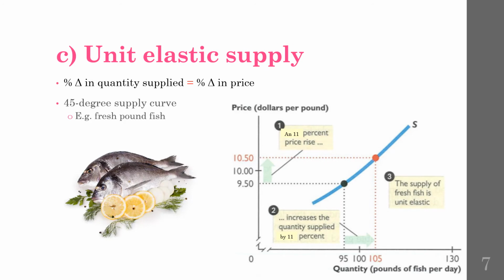When the price elasticity of supply is equal to 1, it is unitary elastic supply. It happens when the percentage change in quantity supplied is equal to the percentage change in price. Fresh pond fish has unitary elastic supply.